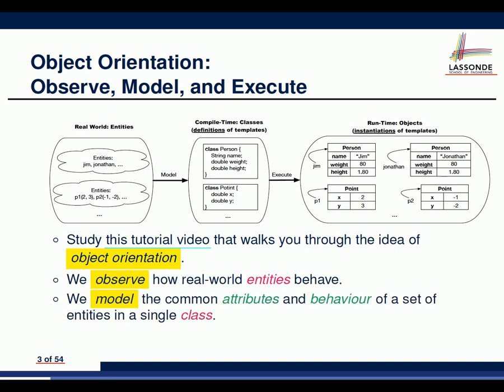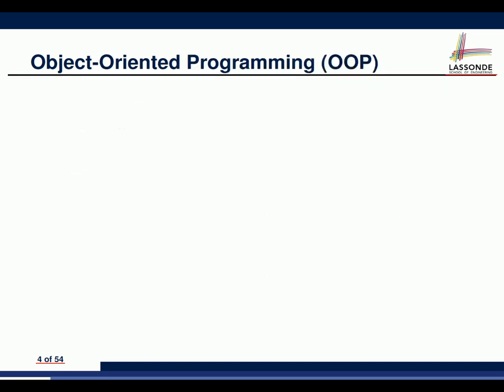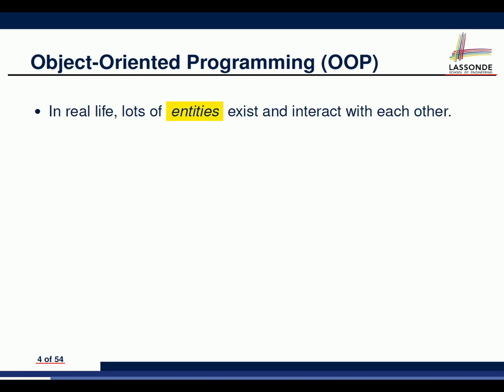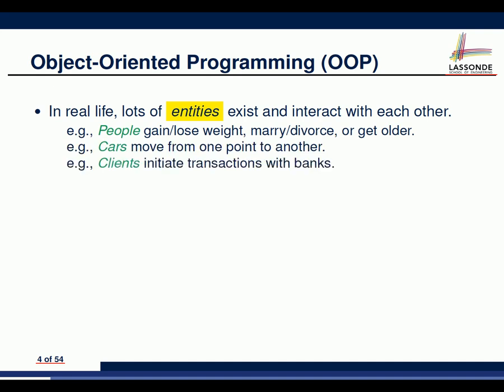Okay, observe, model, and also execute. Okay, object-oriented programming. So we got entities. You can think about entities as just like objects. That's something you want to observe. Okay, this slide is very easy. Just different entities got different attributes, right? I'll do an Eclipse example in the next slides. So attributes and behavior. So you want this.